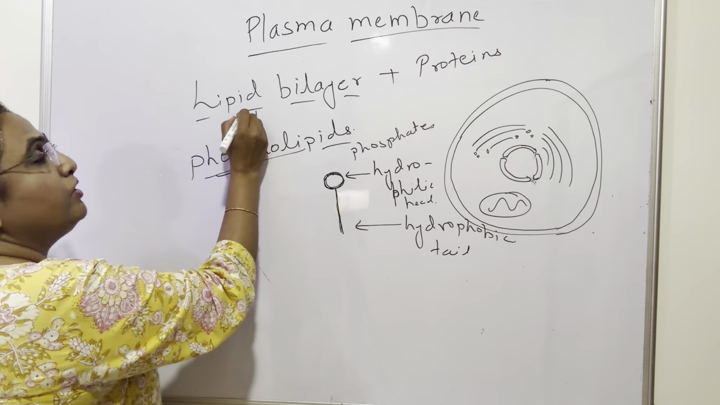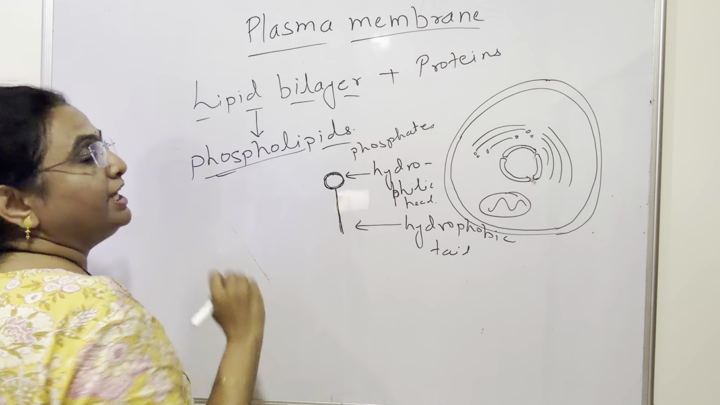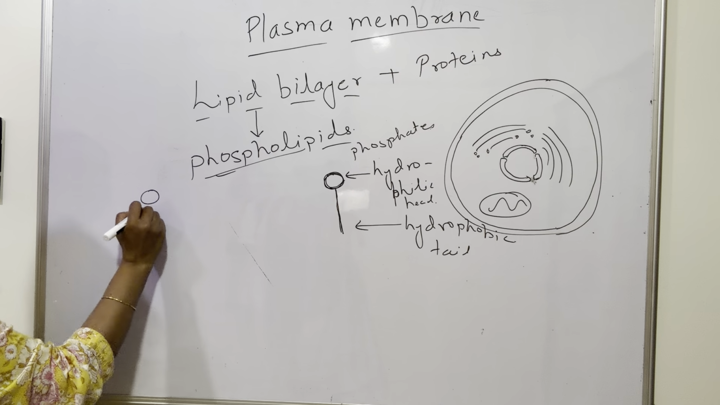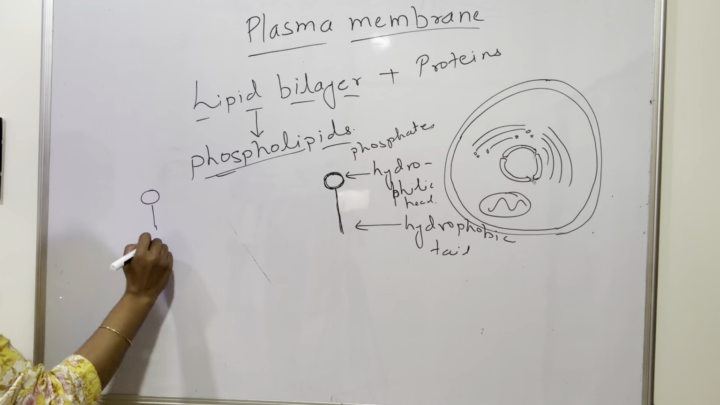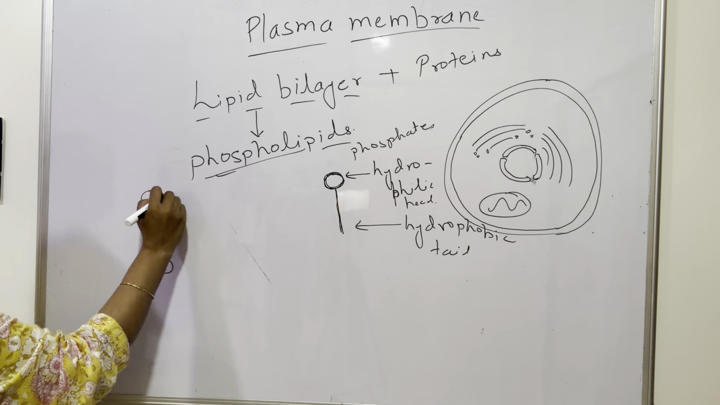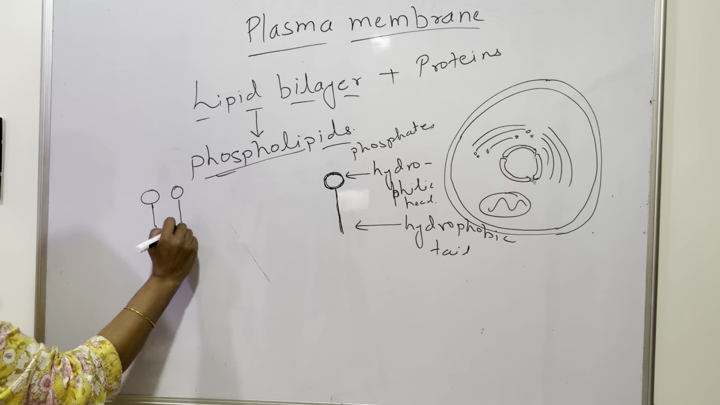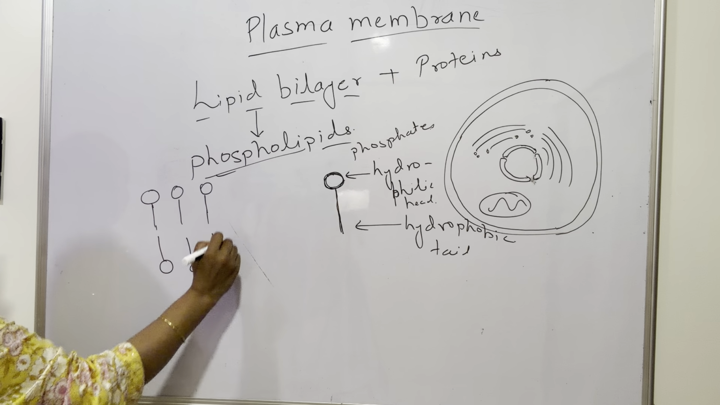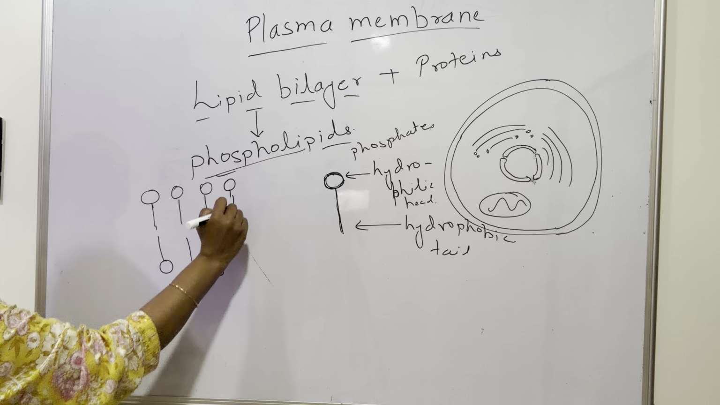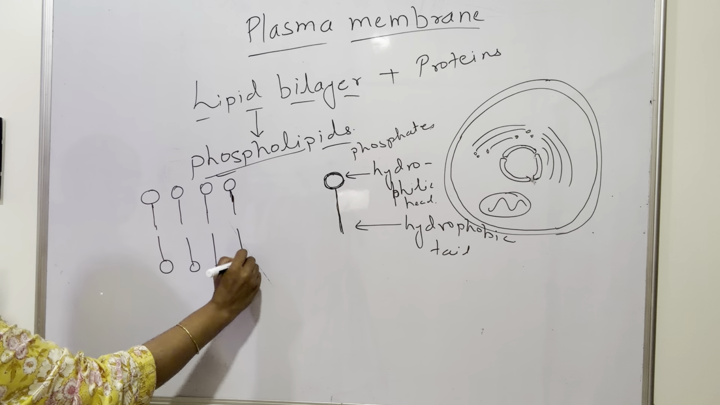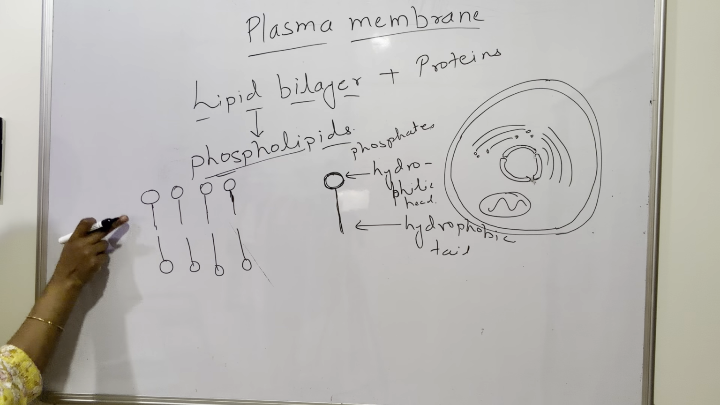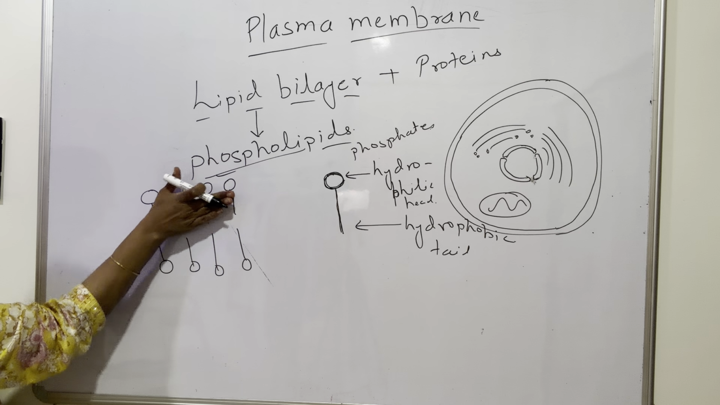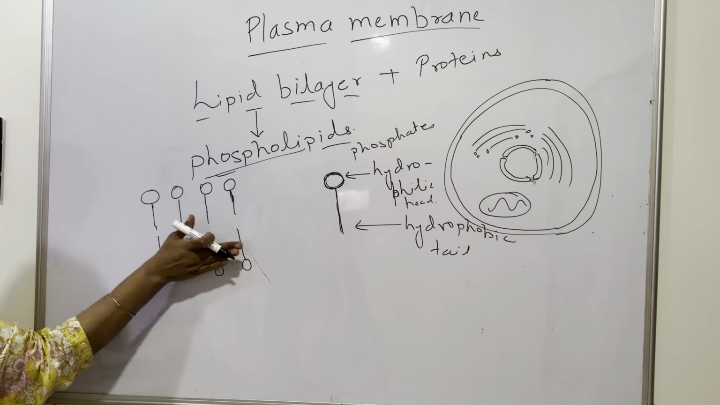And now, what it has been said is the lipid bilayer. Lipid bilayer means what? This is a head, this is a tail, and this type of structure is called a lipid bilayer. Bilayer means two layers. This is one layer, this is the second layer. Two layers together make a bilayer.